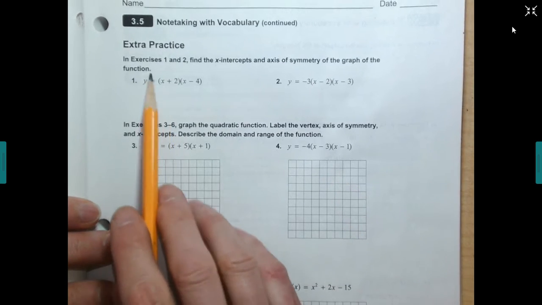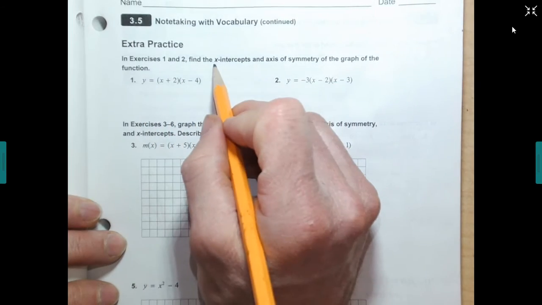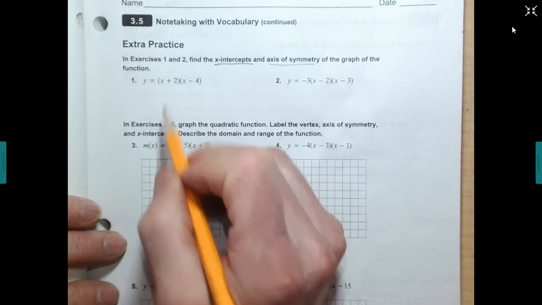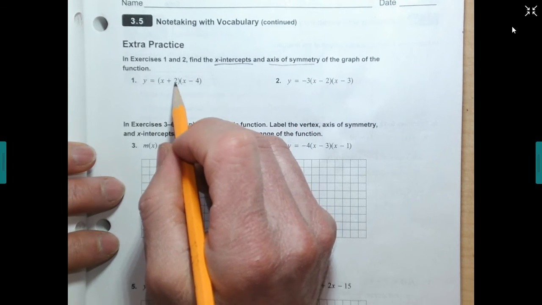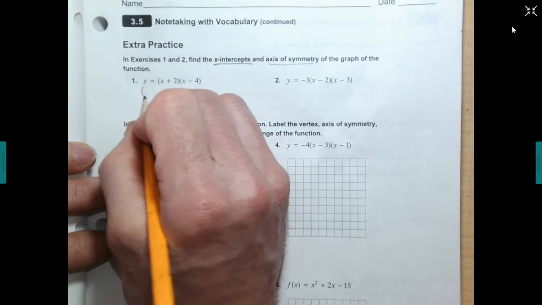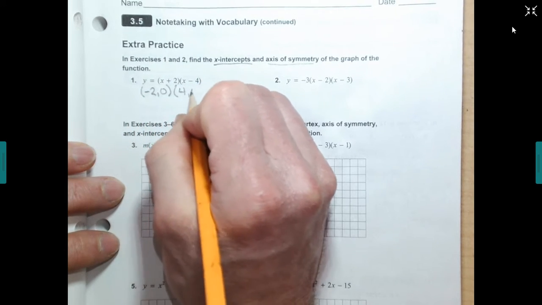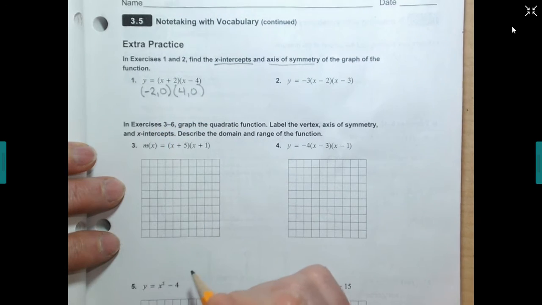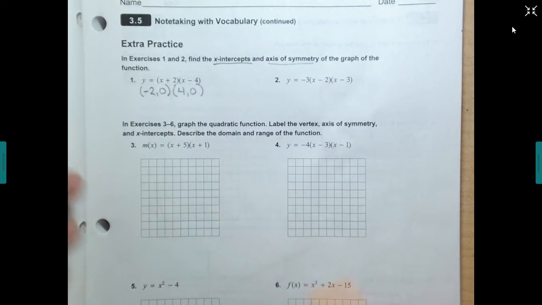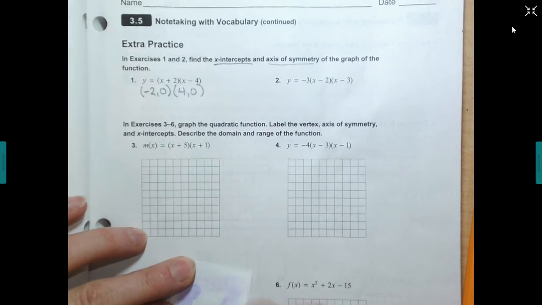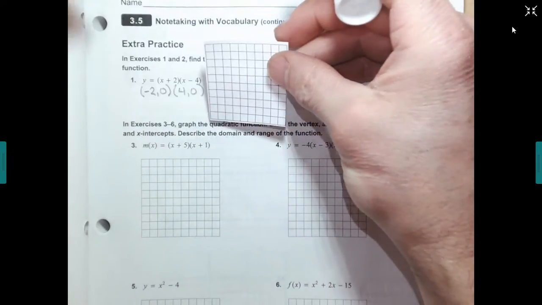And here we go. Find the x-intercepts and the axis of symmetry of this graph. So our x-intercepts for this graph are (negative 2, 0) and (4, 0). There's our x-intercepts. Now, for me, it's way easier to graph it so that I can do some counting and find the axis of symmetry, because the axis of symmetry is just directly in between, right?